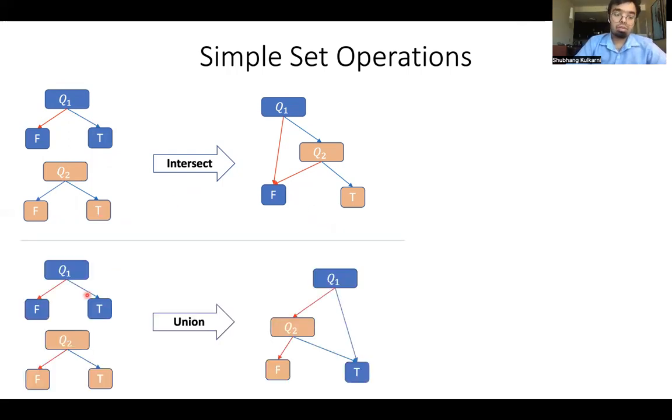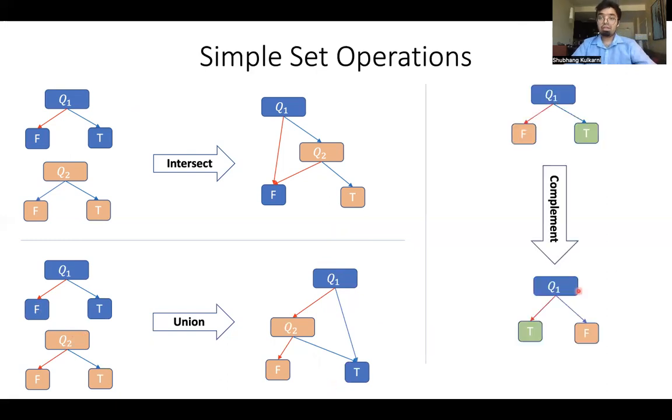Similarly, for the union, we would want to redirect all the false arcs into the root of Q2, and we get the union. And finally, for the complement, we know that any point that doesn't satisfy the constraints in Q1 should be included in the complement. And so for the complement, we just have to switch the leaf nodes. And of course, these can be implemented to be extremely efficient operations.